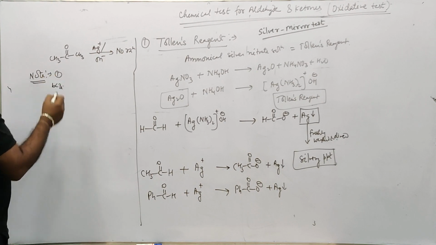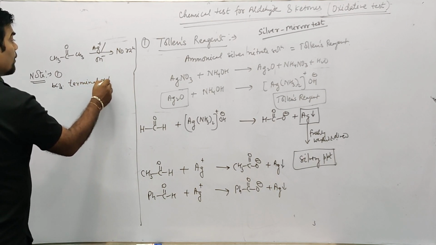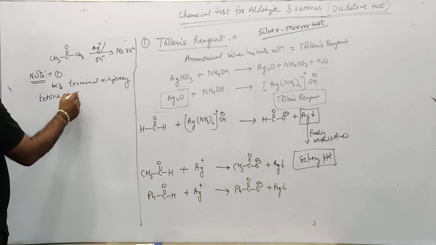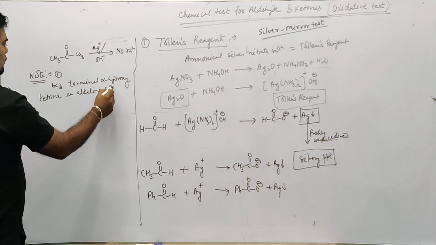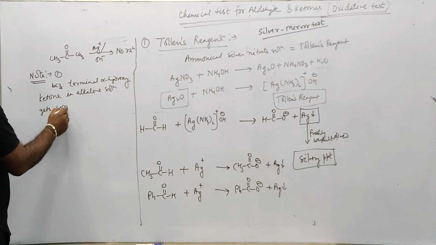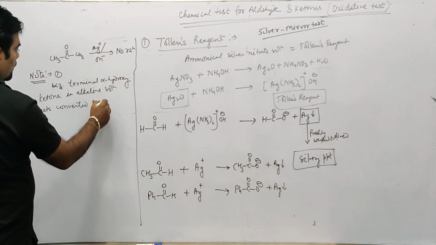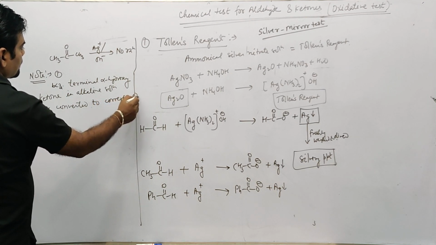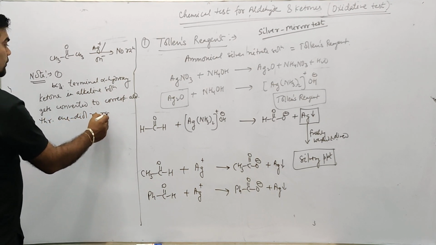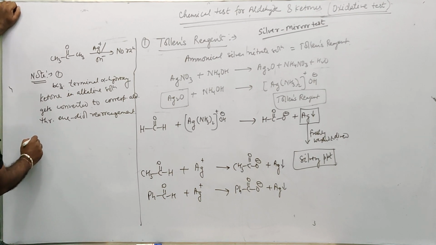Because terminal alpha hydroxy ketone in alkaline solution gets converted to the corresponding aldehyde through enediol rearrangement. Through enediol rearrangement. How is it? See.